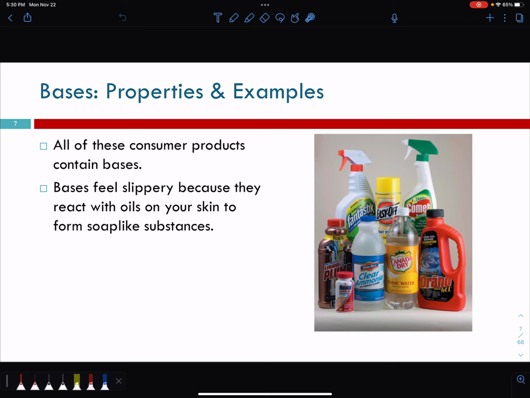Anyway, acids and bases are used in a lot of different things, especially cleaning products. Drano, though, is sodium hydroxide. We've seen sodium hydroxide a lot in homework problems and stuff, but that's what drain cleaner is. And it just dissolves a lot of stuff.